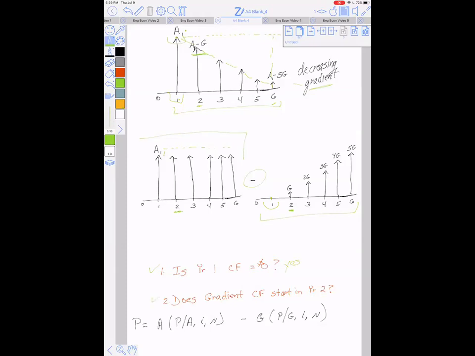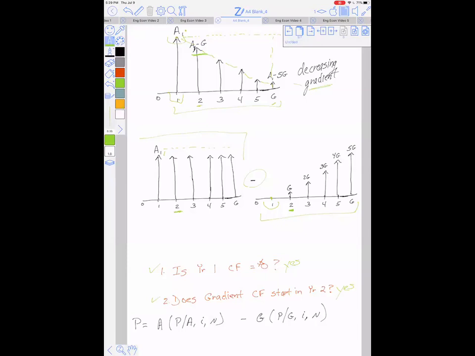Question 2. Does the gradient cash flow start in year 2? Year 2, gradient, oh, yes. So that is good. That is a well-behaved gradient that we can analyze using the factor tables. And we subtract that from an annuity, which is the amount of the year one cash flow. And we know how to analyze annuities.